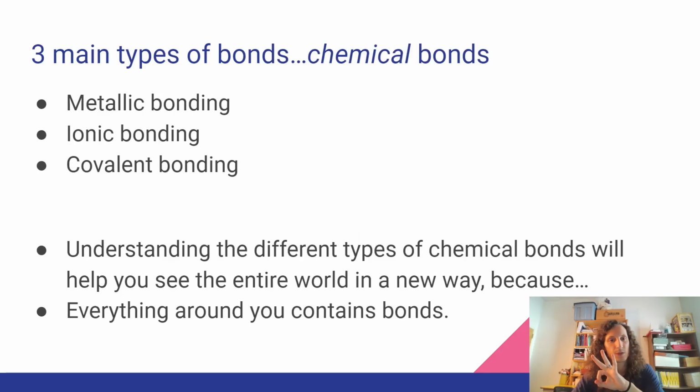So our three main types are metallic, ionic, and covalent. We're going to spend a little time talking about all of these. I will say covalent tends to be a little more substantive as far as the year as a whole. We tend to rely a lot on covalent bonding. And you should understand it because the whole world contains bonds.